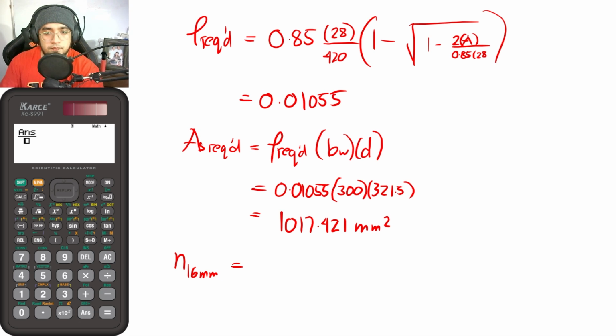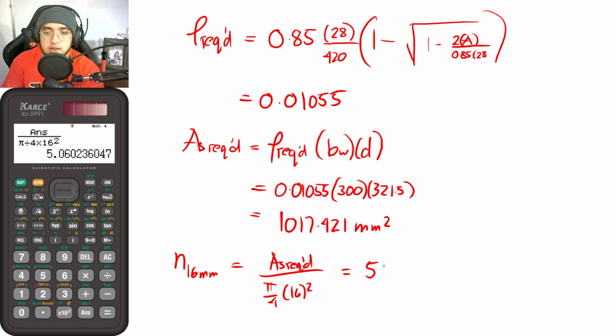So for the number of 16 mm diameter rebar, we divide As required by pi over 4 times 16 squared. So our answer here is 5.06, and thus this would now be rounded up to 6 pieces.